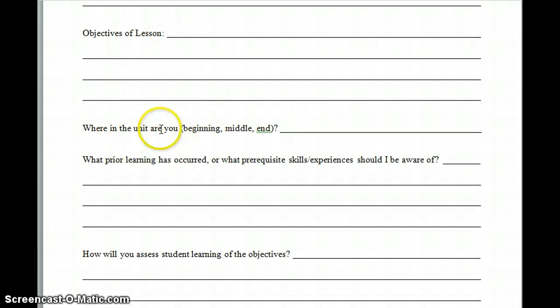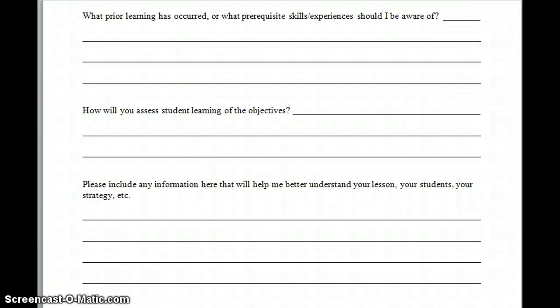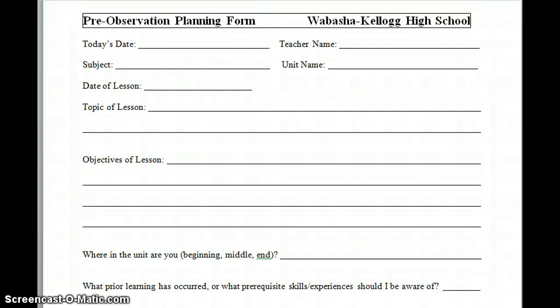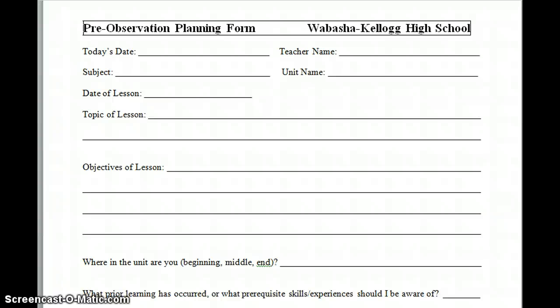and then where are you at in the lesson, what prior learning has occurred, and then how will you assess student learning of your main objectives for the lesson. And then the last component is any information that you think may help me better understand the lesson, the group of students that I'll be watching, strategies, and so forth. And so I ask again that you fill this out ahead of time. Just gives me a little bit of insight prior to coming in and observing the actual lesson.